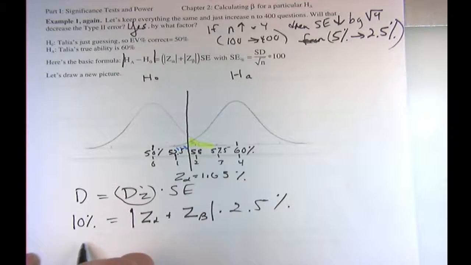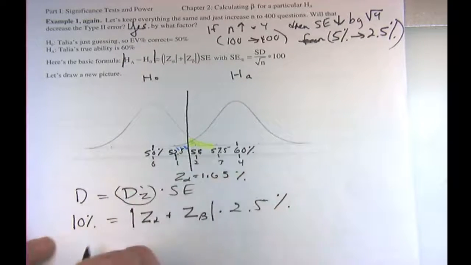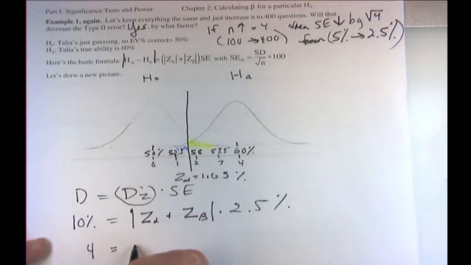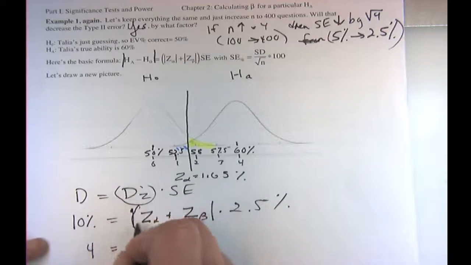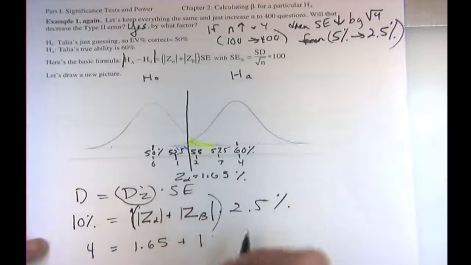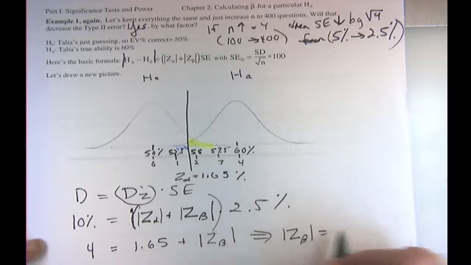So we have 10 divided by 2.4. This is 4 right here. 4 is equal to 1.65 plus, these are both absolute values, sorry, plus the absolute value of z beta. So the absolute value of z beta is equal to what? It's equal to 2.35. It's a much bigger z-score.